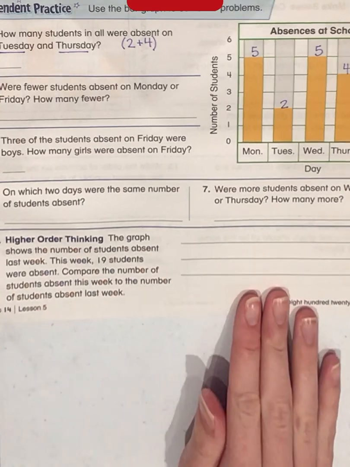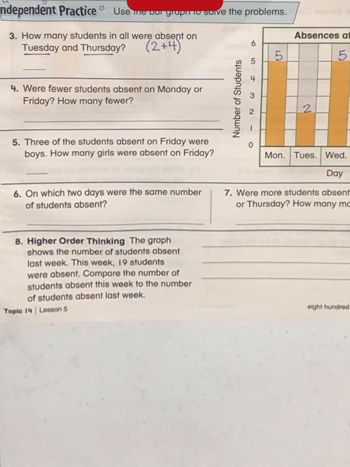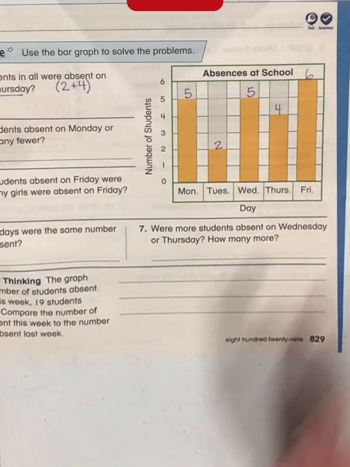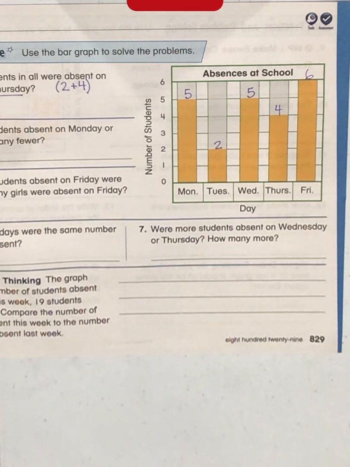Number 8 says the graph shows the number of students absent last week. This week, 19 students were absent. Compare the number of students absent this week to the number of students absent last week. So they're telling us that this graph represents the number of students that were absent last week. How would we find out how many students were absent altogether last week? We would need to add all of those bars together.